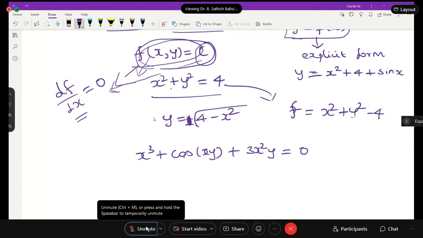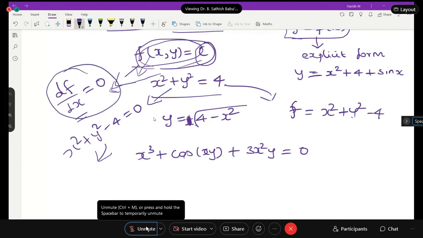What I mean is, if you have x square plus y square equal to 4, this can be written as x square plus y square minus 4 equated to 0. Now you can differentiate this and get df by dx or dy by dx. Can we equate this to 0? Yes, sir. I'm going to use this somewhere in the differentiation now. That is differentiation of implicit function.